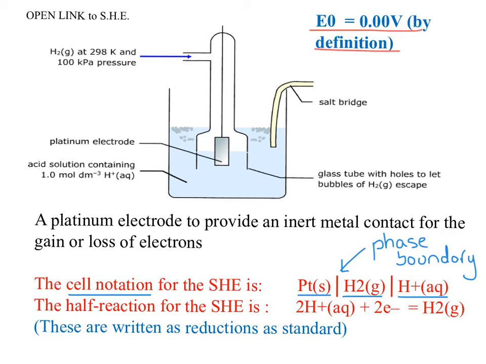Now the half reaction for the standard hydrogen electrode is important. In this standard hydrogen electrode, we're writing the half reaction as a reduction.